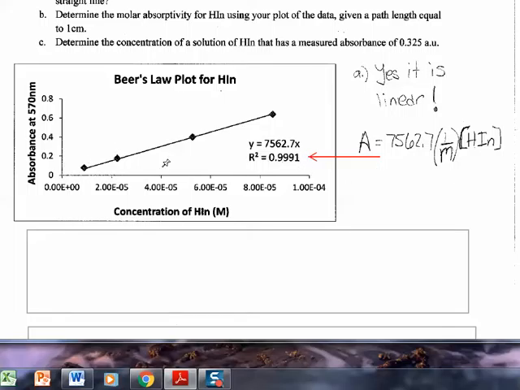I wanted to translate this y equals equation into an absorbance equation, because what we really have is absorbance versus concentration. So let's put it in that same format. We have absorbance equals 7562.7. The units would be rise over run, so 1 over molarity, because absorbance doesn't really have units. So we have absorbance equals 7,562.7 reciprocal molar times the concentration of our indicator.